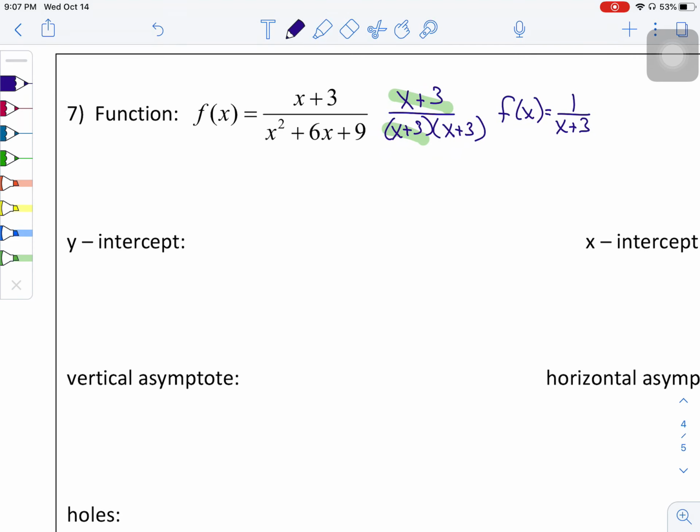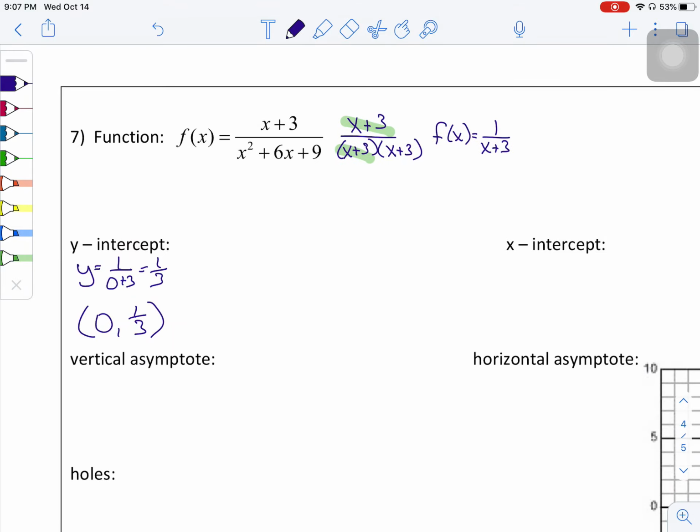So y-intercept, set x equal to 0. So 0 plus 3 is going to be 1/3. So 0 comma 1/3. X-intercept, set the numerator equal to 0. Well, 1 is equal to 0 means none. No x-intercepts for you.